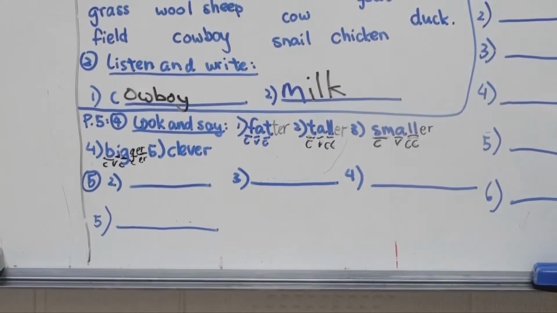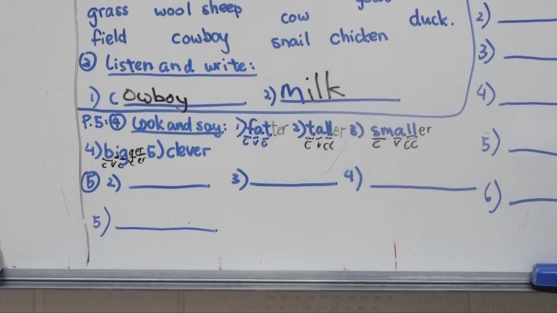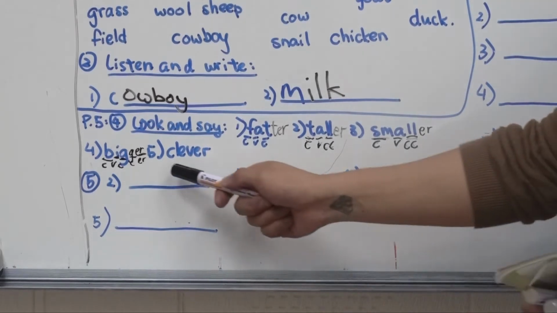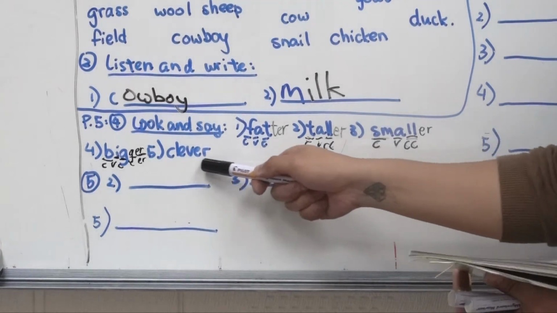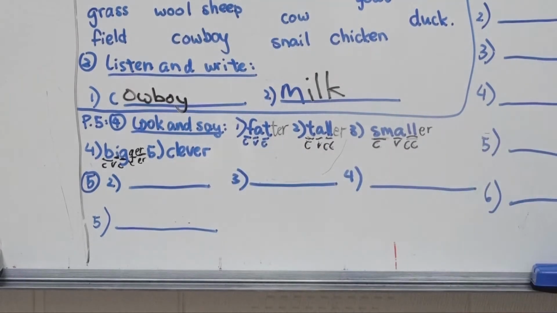Two people, right? Two things, two animals, two people, or two anything, okay? All right, so what about the word clever? Clever. What do you think? You don't know? Okay.